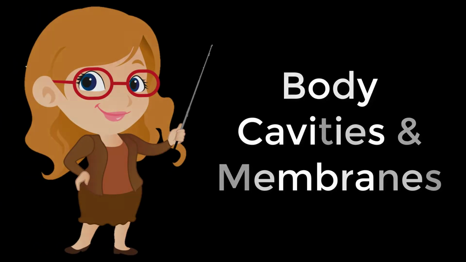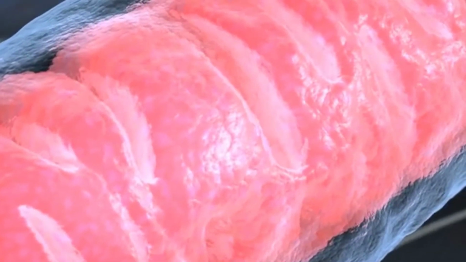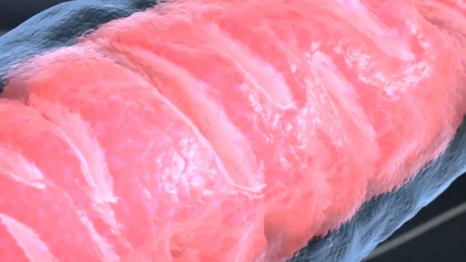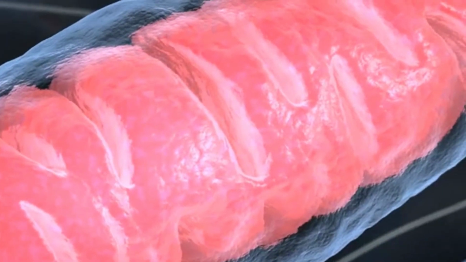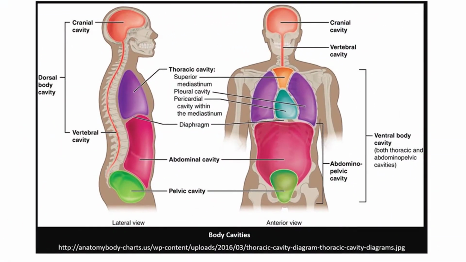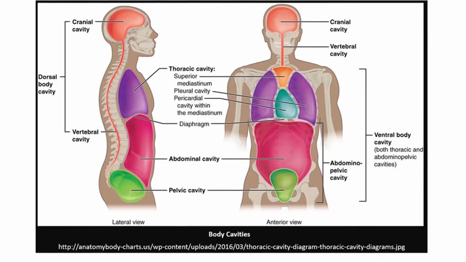Body cavities and serous membranes. The body maintains its internal organization by means of membranes, sheaths, or other structures that separate compartments. The dorsal or posterior cavity and the ventral or anterior cavity are the largest body compartments.